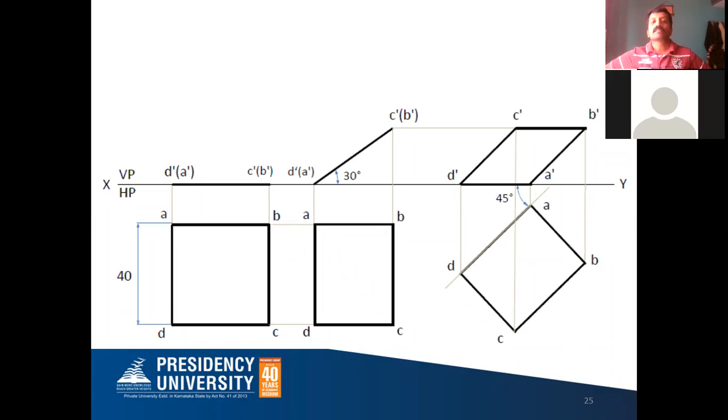So like this, you have to complete the square lamina edge condition exercise. I hope you understand this. Next, we'll discuss an example on the corner condition.